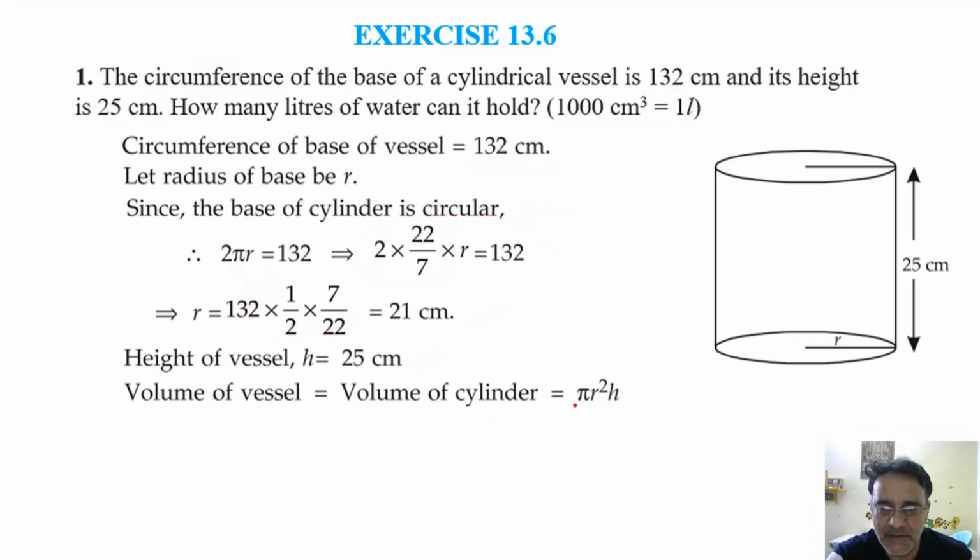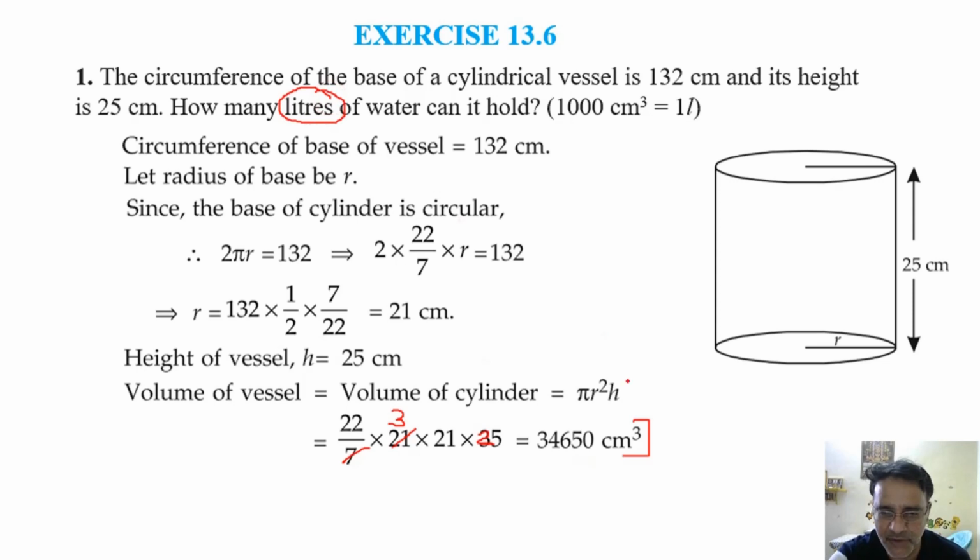Now we will substitute the value of pi, r and h. So 22 by 7 into 21 into 21 into 25. The value of h is 25, so I am writing 25. There is a little mistake here. Now 21 we will divide by 7. We are getting 3. So 22 into 3 into 21 into 25. We are getting 34,650 centimeter cube.